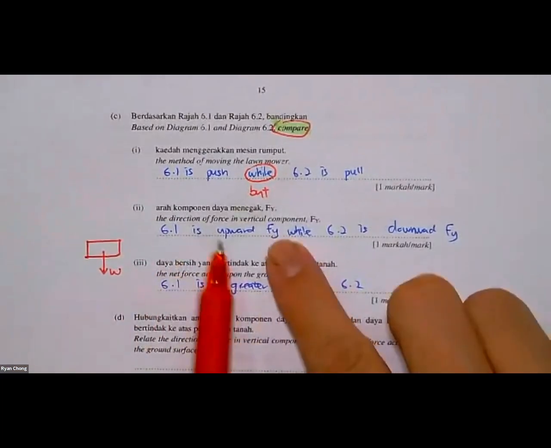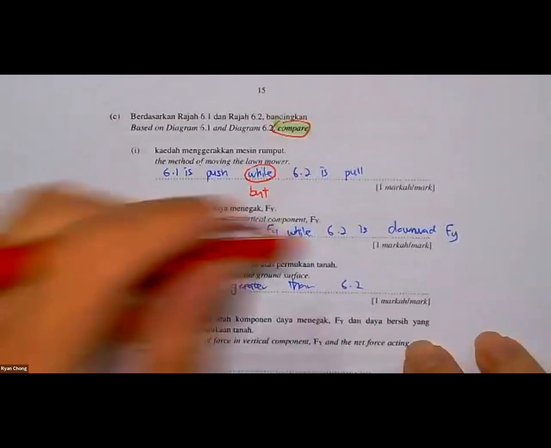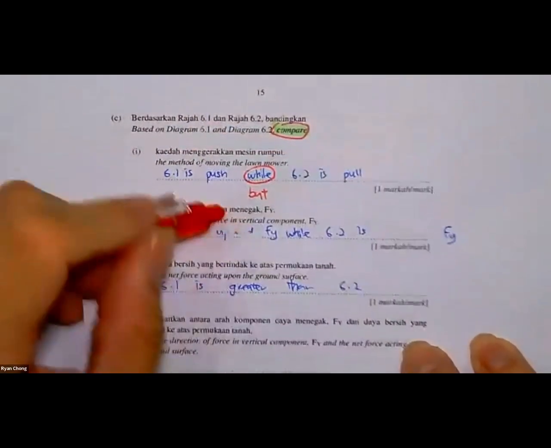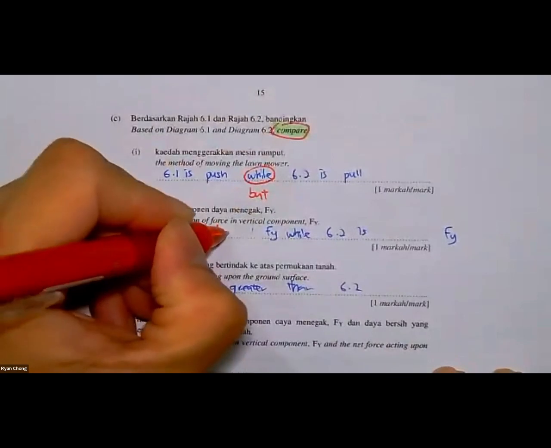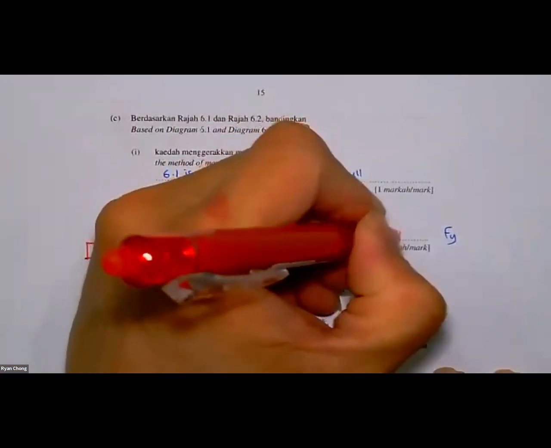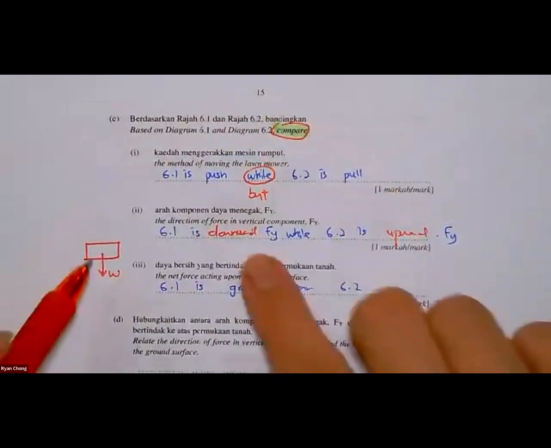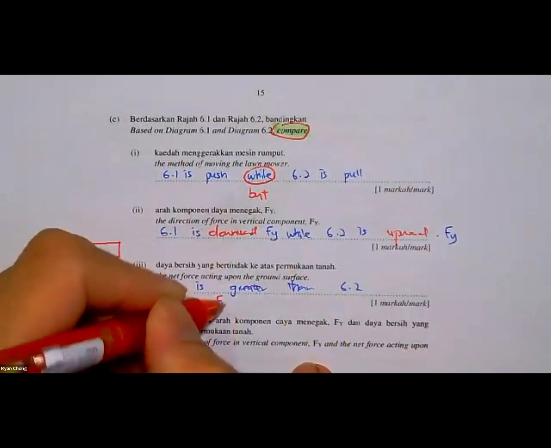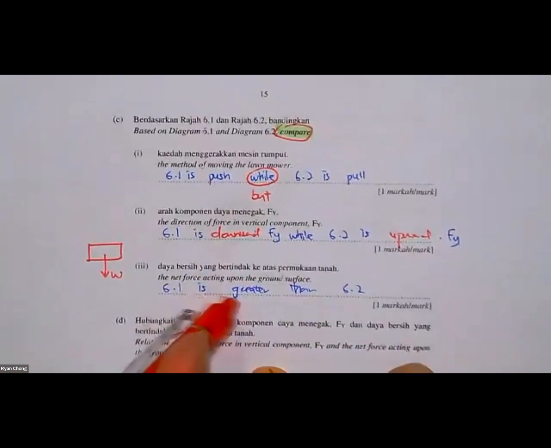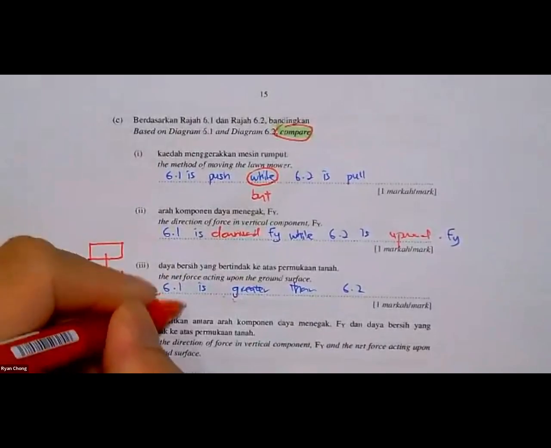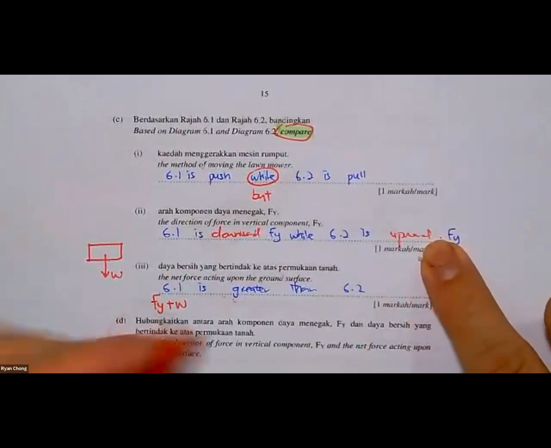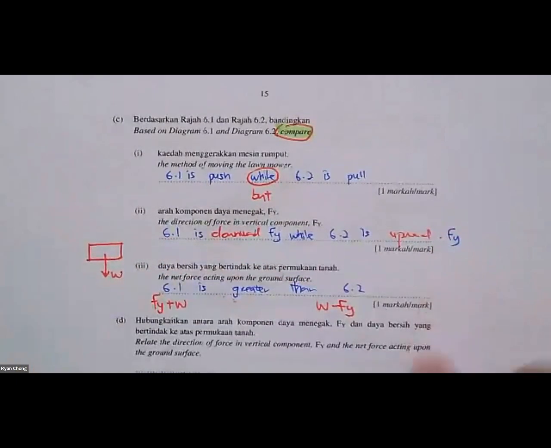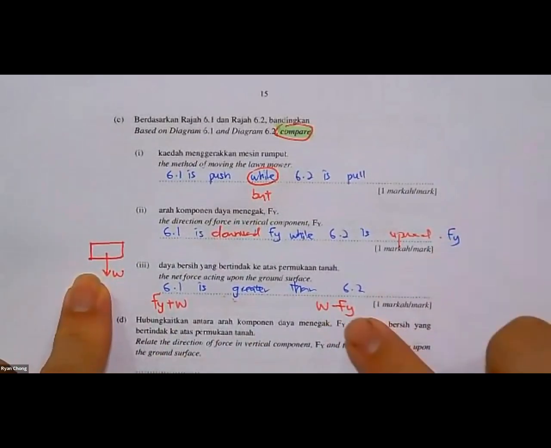So if you check 6.1, sorry, I flipped already. 6.1 is downward, 6.2 is upward. Sorry. Okay. All right. So 6.1 downward plus weight also go down. That's why 6.1 is add up Fy plus weight. But 6.2 upward, weight minus Fy, because they go different direction. Okay, they go different direction, so you minus, right? Weight go down, Fy go up, that's why you minus.